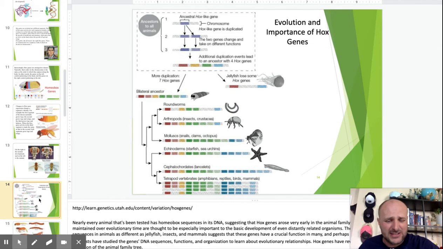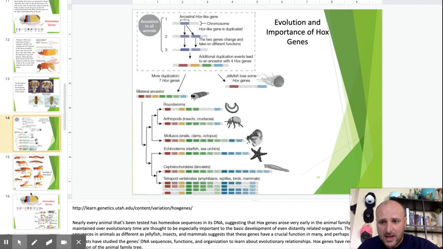Nearly every animal that's studied has shown to have the homeobox sequences or the Hox genes in its DNA, suggesting that Hox genes are very ancient in the early animal family. And certain Hox genes have been duplicated, and they seem to be very similar. And you can see that here. One Hox gene's been duplicated, and after it's been duplicated, those Hox genes can then mutate and control different things.